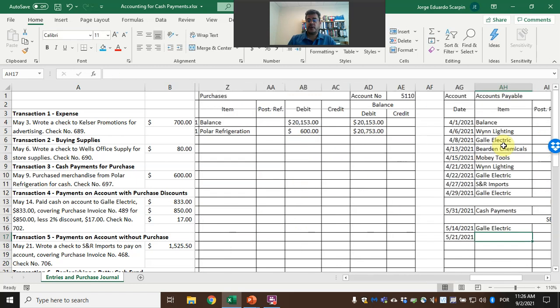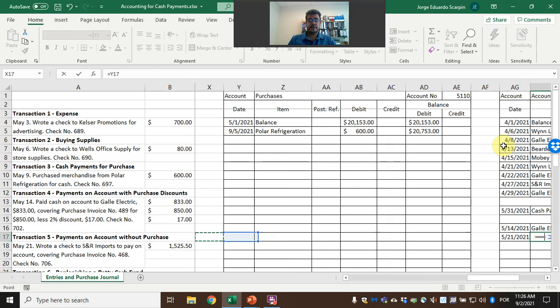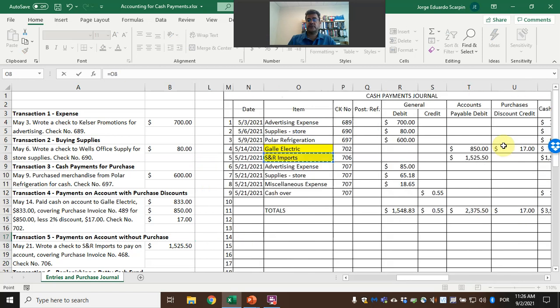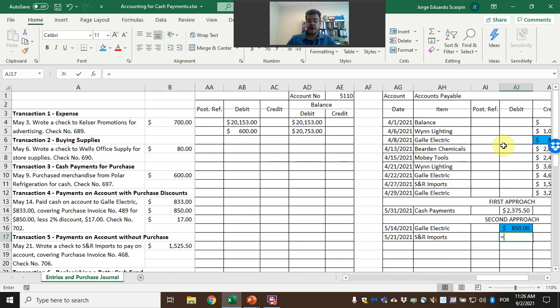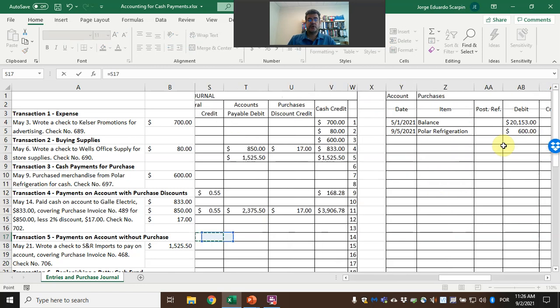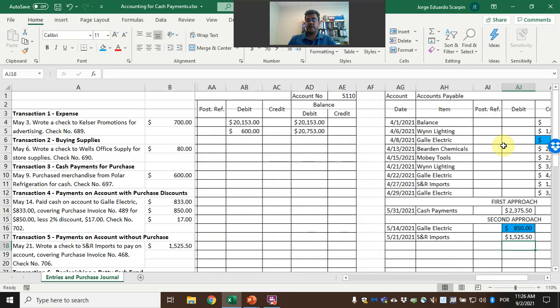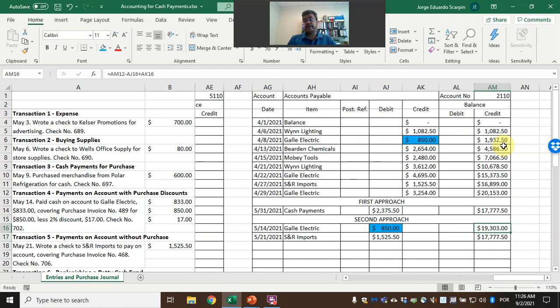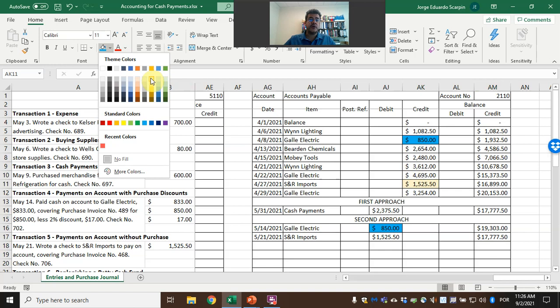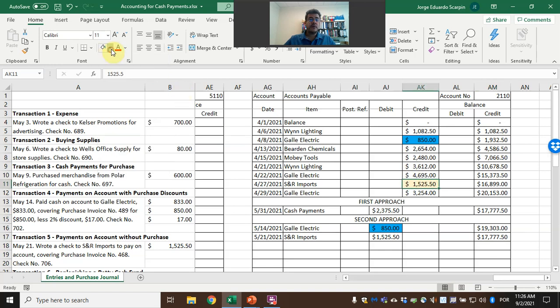May 21st. SR imports. How much? $1,525.50. And now the ending balance, of course, will be the same, but we can also match here. It is this one. So some orange here. So we have these two approaches.